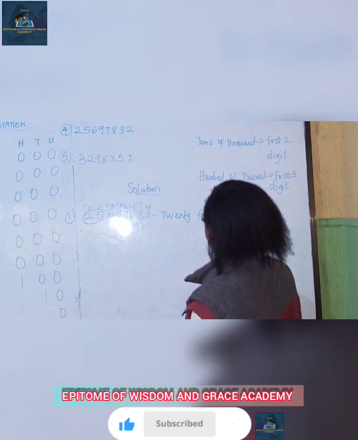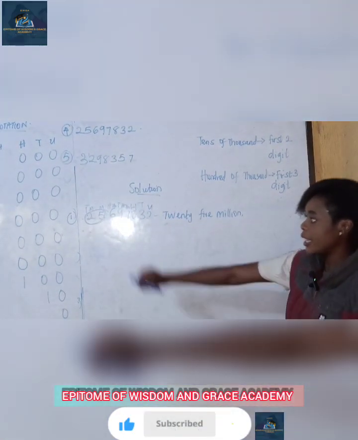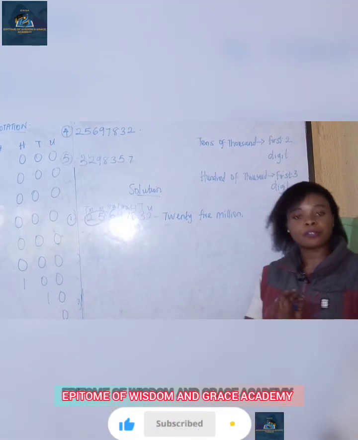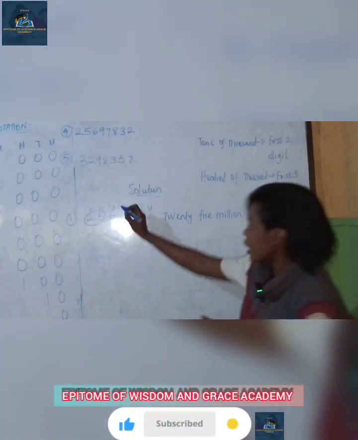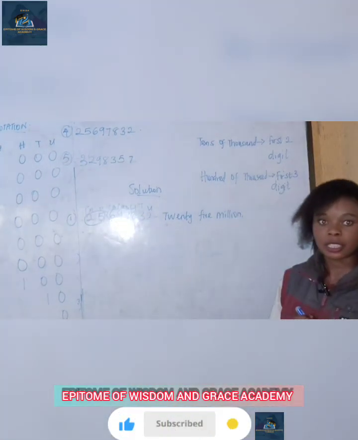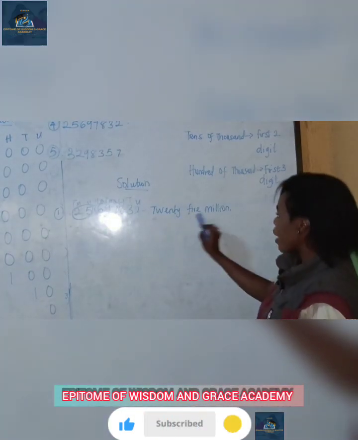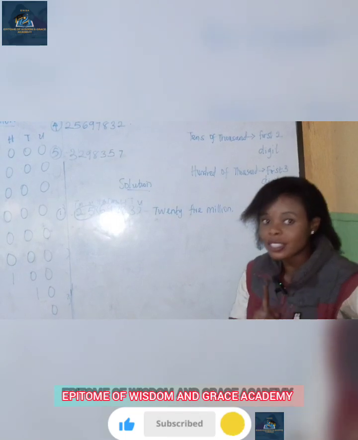25 million. Okay, we are done with that. Then the next part is the hundred of thousand. I told you hundred starts with how many digits? When you get the word hundred of thousand, you pick the first three digits. Okay? The first three digits. So 25 million. Now the first three digits.